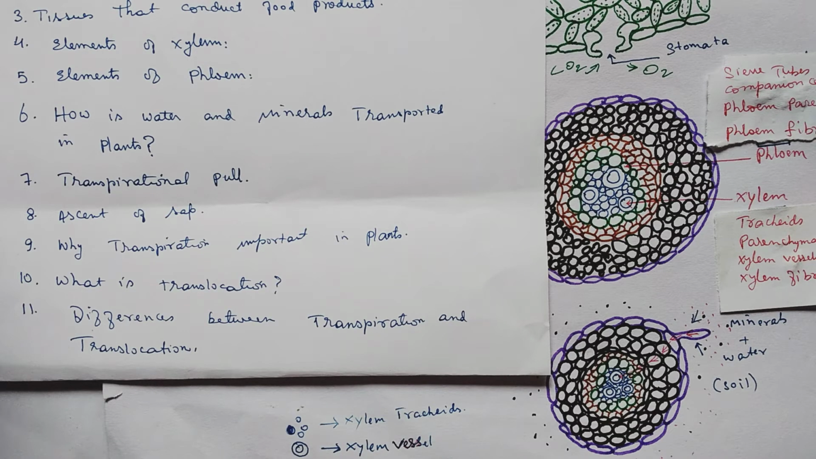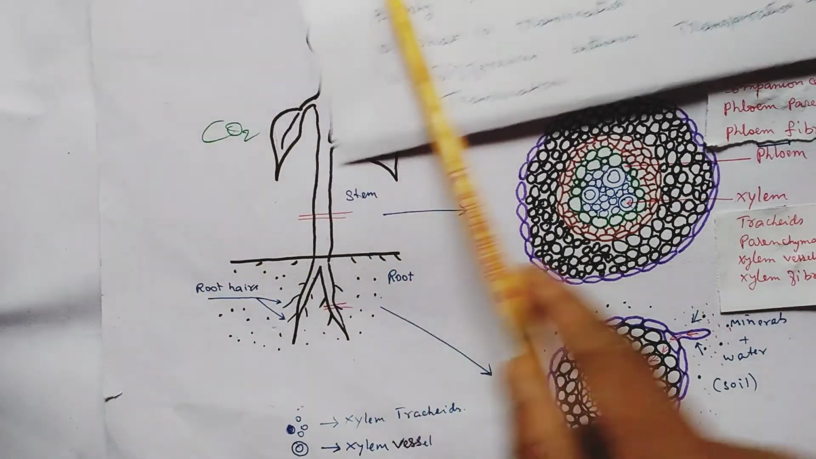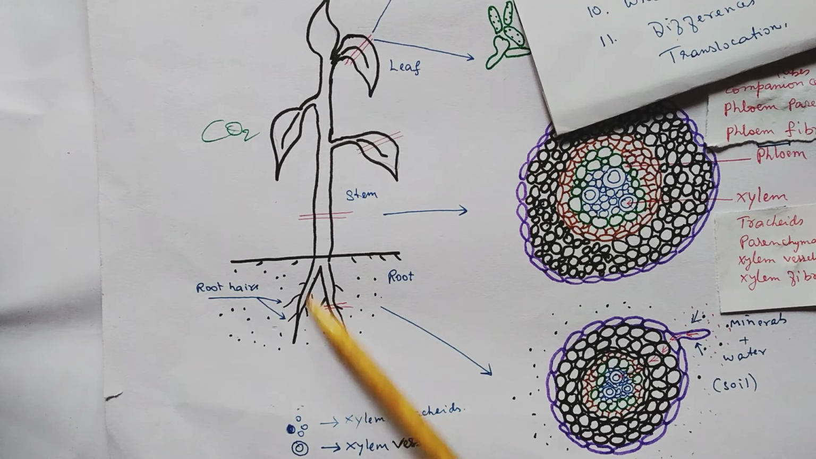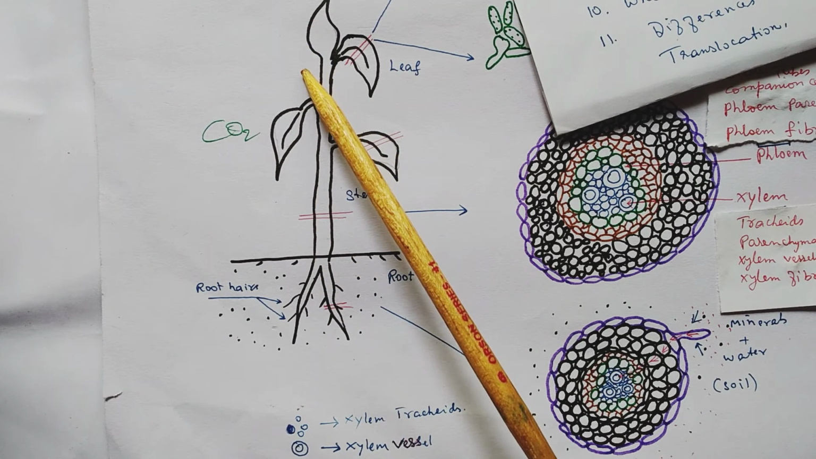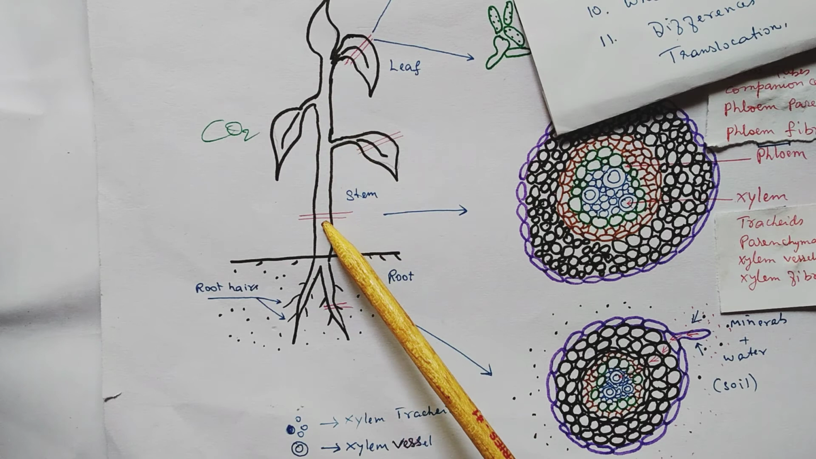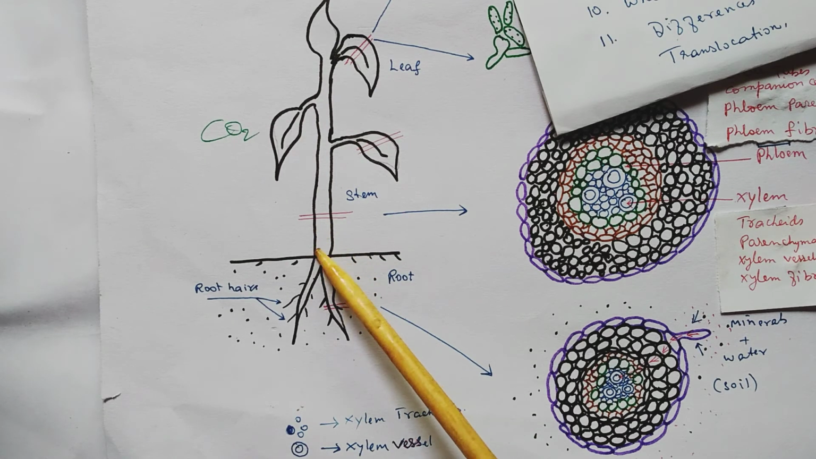And the next point here, why is transpiration important in the plants? Transpiration, as you can see, helps to pull the water from the soil. It helps to pull the water from the roots to the shoot. That is one point. And second point, transpiration helps to regulate the temperature in the plants.